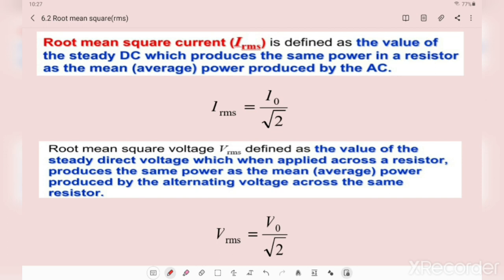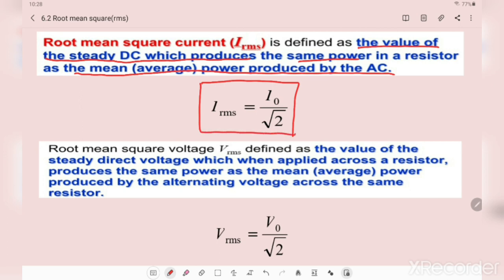So what is meant by root mean square current and root mean square voltage? Root mean square current is defined as the value of the steady direct current which produces the same power in a resistor as the mean or average power produced by the alternating current. You can calculate the I RMS using the equation I RMS equal to I naught divided by root 2, where I naught represents the peak current.